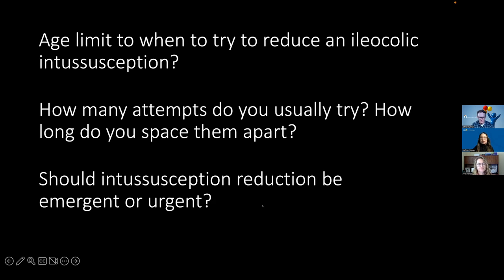And then lastly, we do have a lot of talks about whether it should be reduced emergently or urgently. I know there's lots of talk on burnout, and being a pediatric radiologist, you're always essentially on call, and this is one of the main reasons for call. So I just wanted to throw it out there, something to think about.